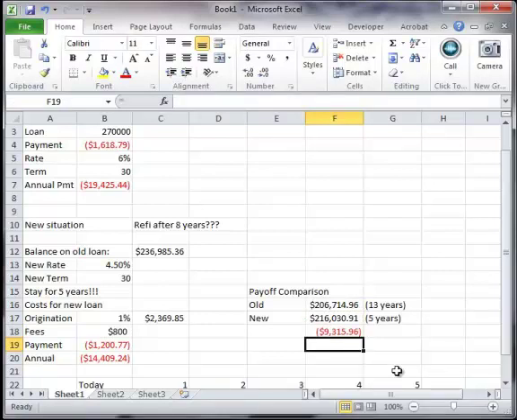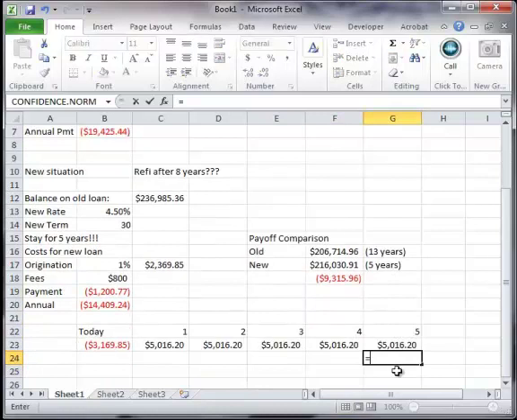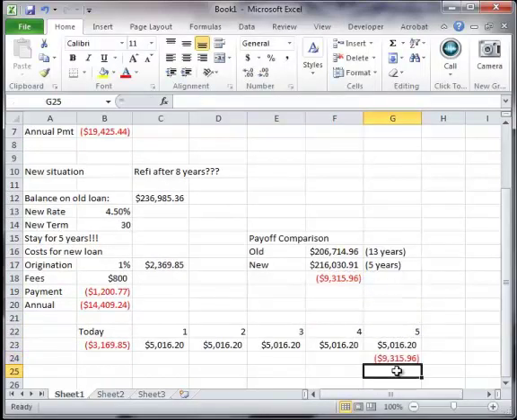If we do the new loan, it's going to be worse, $9,000 negative. So now we're going to just copy that cell down here. We use equals and then point to that cell. And now for today, it's going to cost us $3,100 each year.